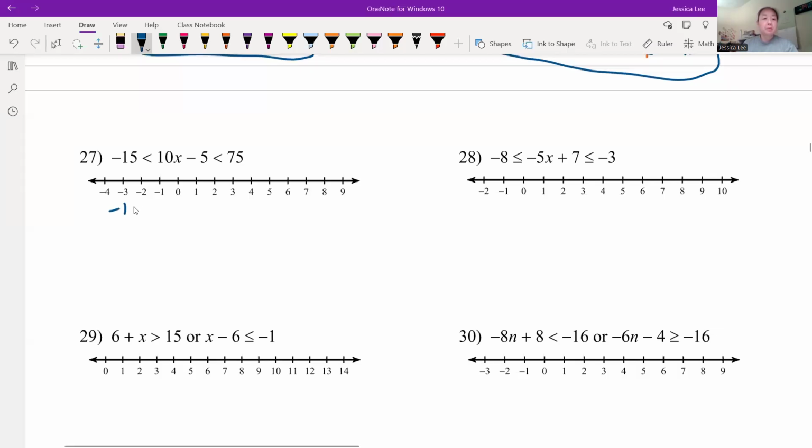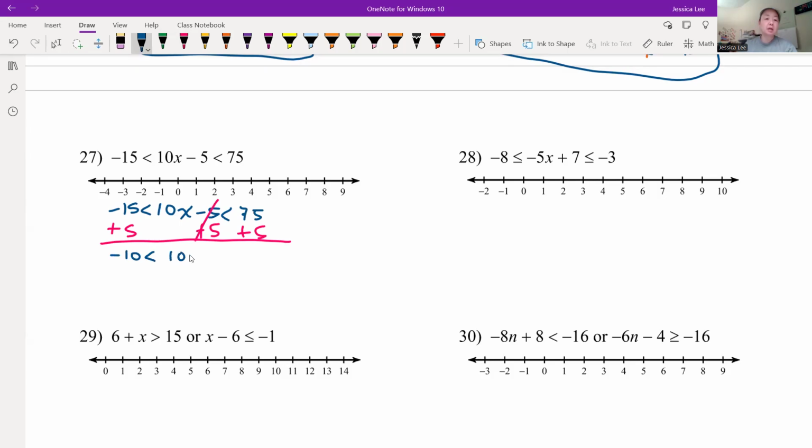I'm going to, again, copy this down. Make sure you do that as well. All right, looking at just the middle, we're going to add 5 to both sides, or all 3 sides, I should say. And that's the part that most people mess up on. So negative 15 plus 5 is going to be negative 10, is less than 10x, which is less than 80.